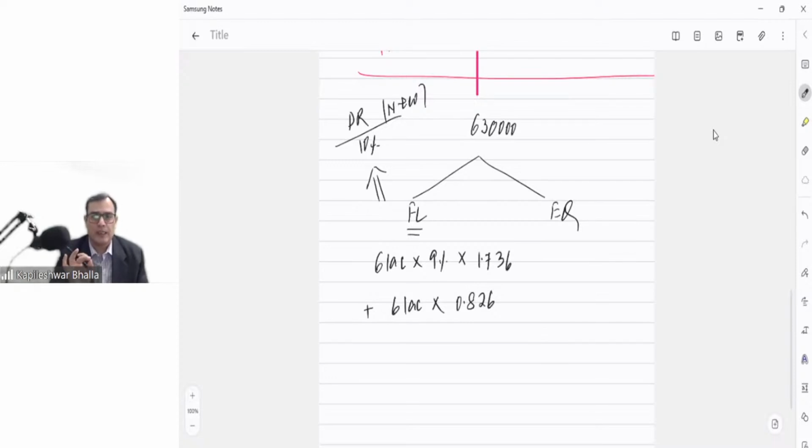So another interest for the period of 2 years and the principal redemption at the end of the second year, this gives me the financial liability. As usual, we take the equity component as a balancing figure. So 54,000 into 1.736, 93744. And the principal element is 0.826 into 6 lakh. So the sum total of this is going to be 589,344. That becomes the financial liability element of the instrument.